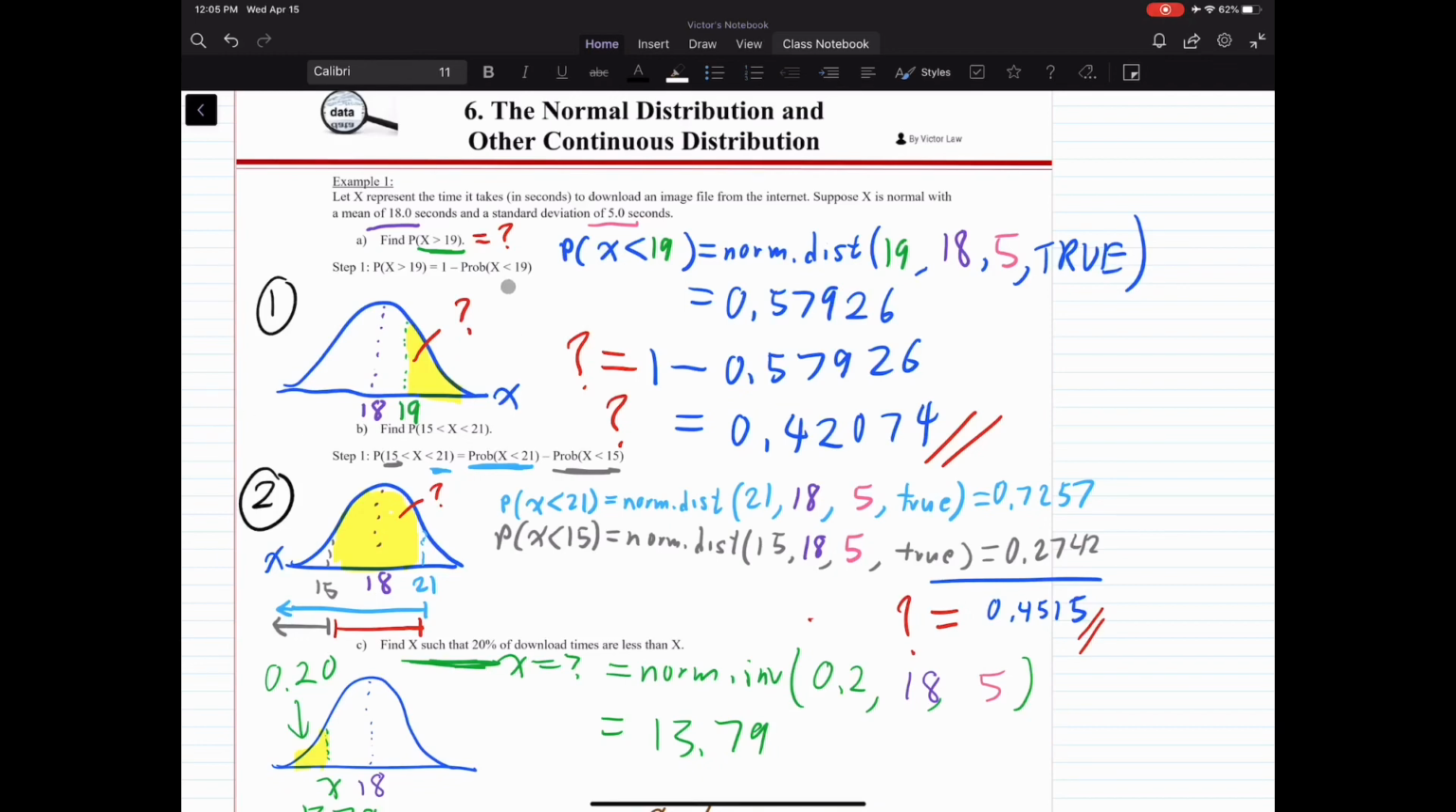And the reason why we need to do that is because of how Excel works. Excel only gives you the area to the left of a certain number. It doesn't give you the area to the right of a certain number. So in order for us to find the probability to the right of 19, we need to take 100% minus the probability to the left of 19. The reason is simply because of how Excel works. And that's what you need to know for part A.